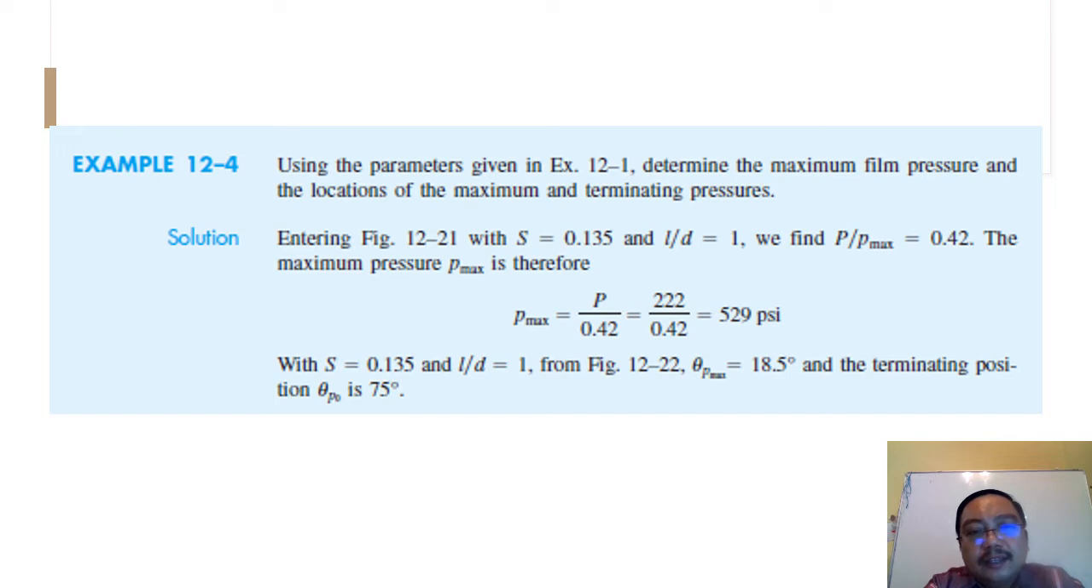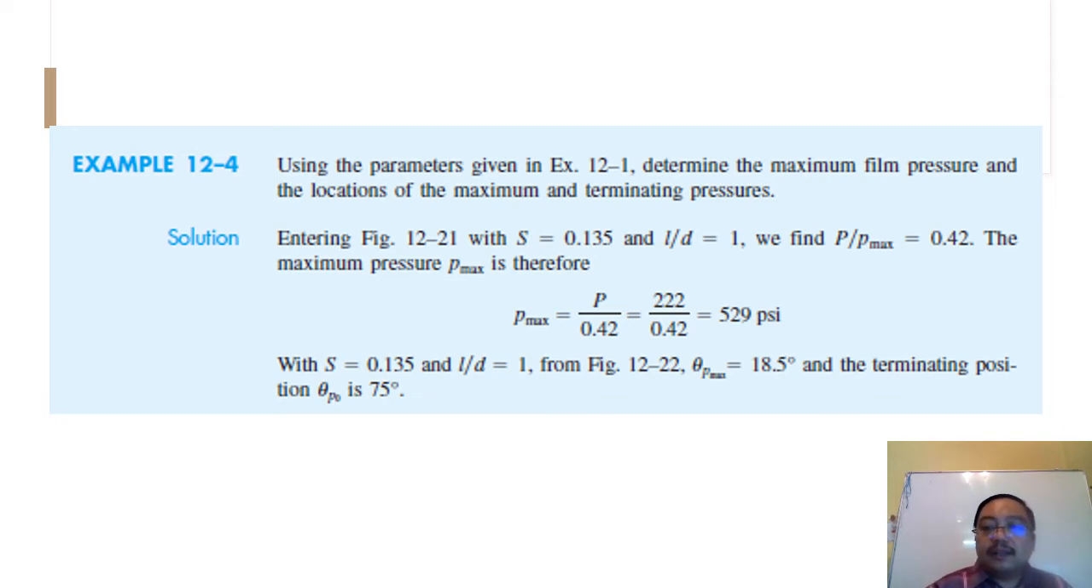Okay, so entering figure 12.21, which we will see in the next slide, Sommerfeld number 0.135, L over D is equal to 1. We find P over P max equal to 0.42. And the maximum pressure P max is therefore 529 psi. Again, from another graph, figure 12.22, theta max is 18.5 degrees and the terminating position theta P naught is 75 degrees.